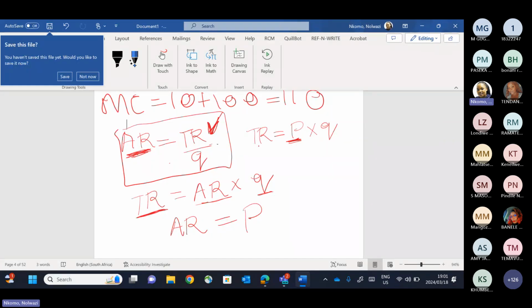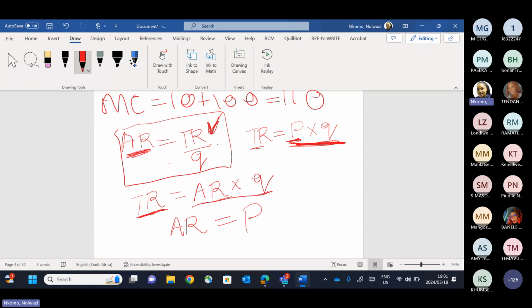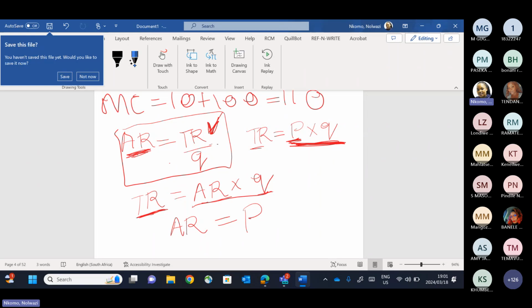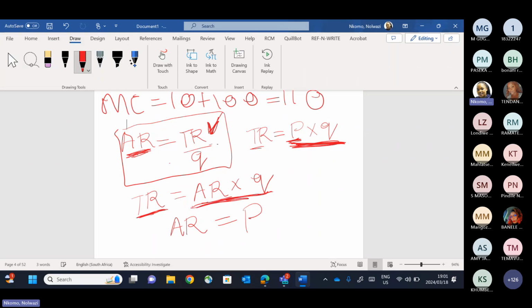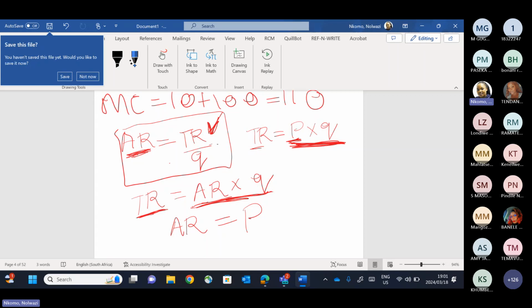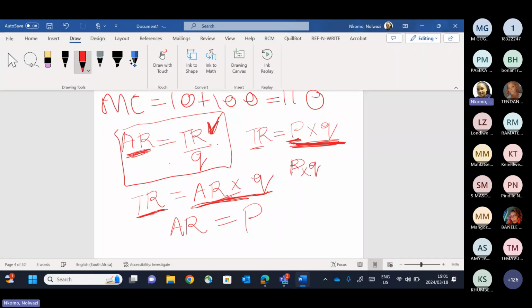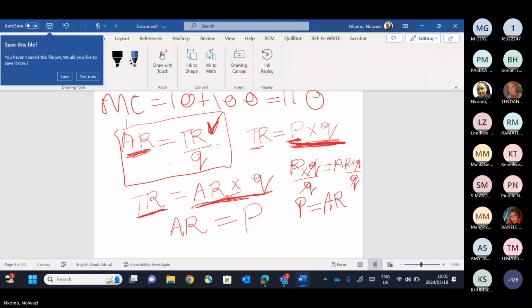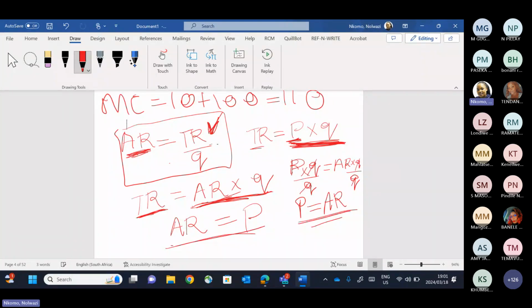If total revenue is equal to P times Q, and we are also told that the total revenue is equal to AR times Q, then these two are equal, so P times Q equals AR times Q. If we divide by Q on both sides, they cancel, and we have P equals average revenue. That's where this comes from.